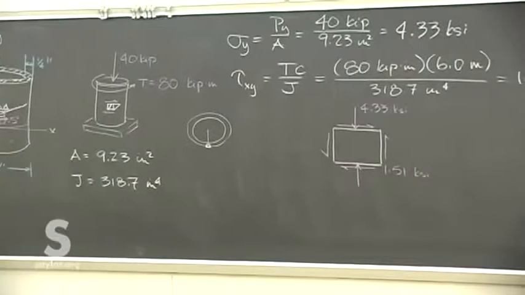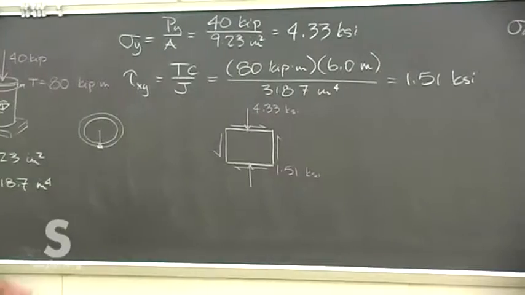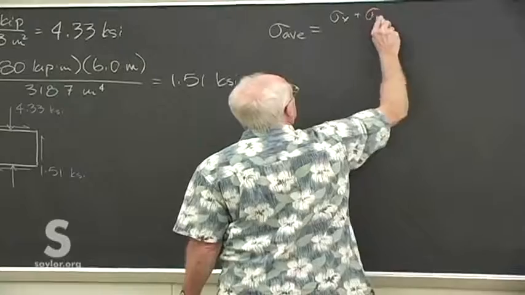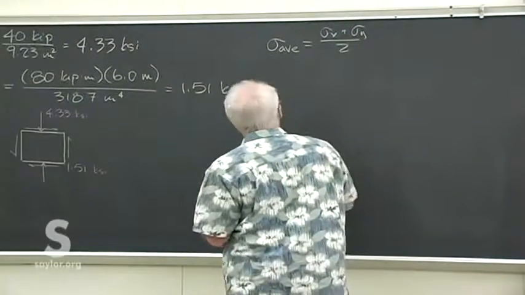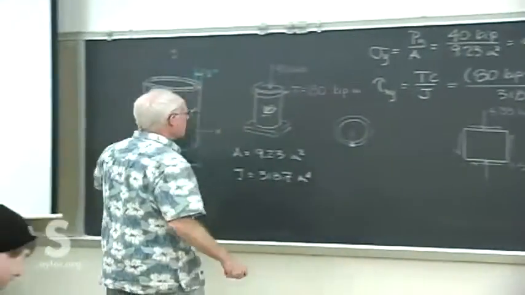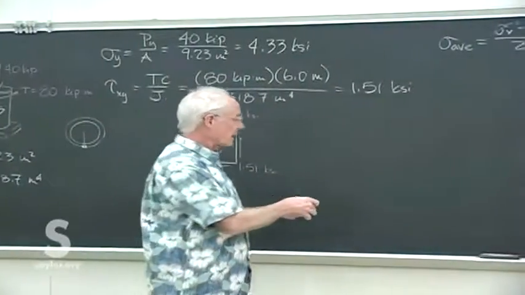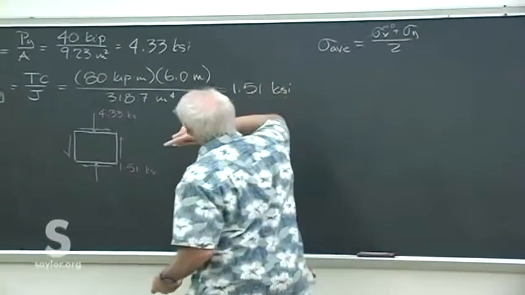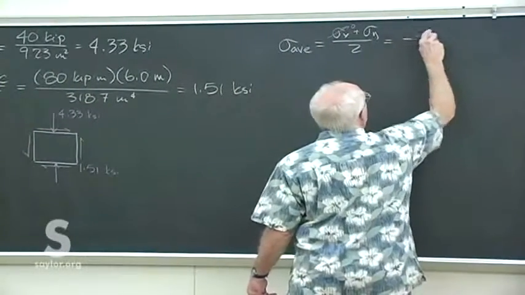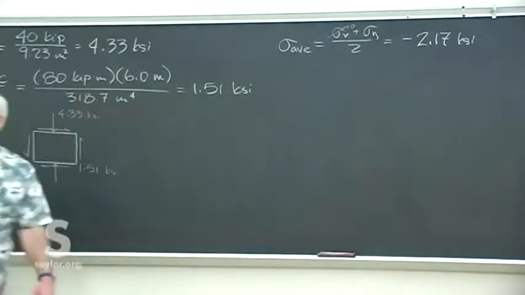What do you get? Got something? Remember, it's sigma x plus sigma y over 2. Sigma x is 0. We have no load in the x direction. And so it's the 4.33 divided by 2. That 4.33, though, remember, is compressive. So this is a minus 2.17 KSI.